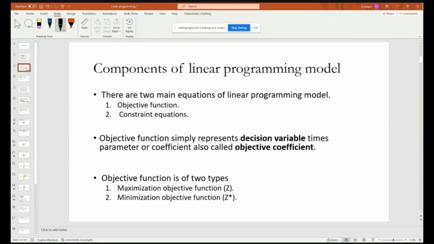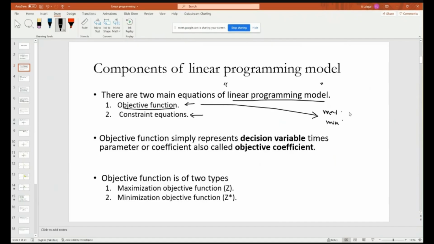Now, there are two main components of a linear programming model. What's a linear programming model? We apply linear programming, or a linear programming model, and it constitutes two components. One is called the objective function, and the other is what we call the constraints. The objective function is that linear function which we want to either maximize or minimize.